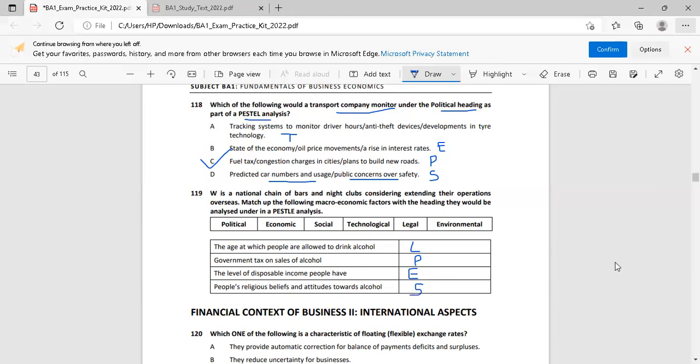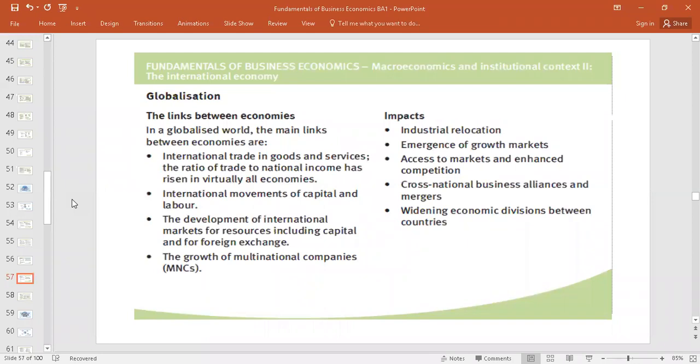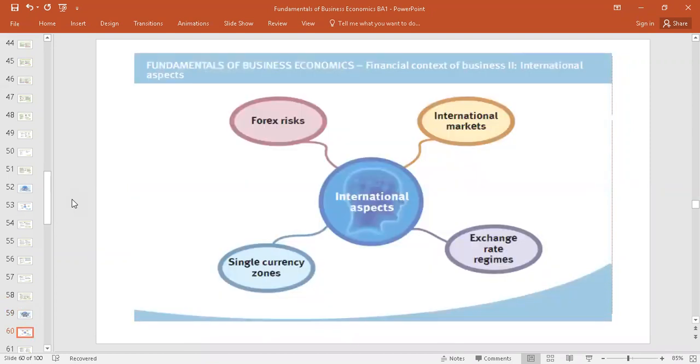Okay. So with this, we have one more chapter on international aspects. If we do that, we would be done for the international part of it. The rest of it is simple financial management and a little amount of statistics that we have to learn. The financial context of business to international aspects. So technically the syllabus is kind of vast. There are so many aspects covered. It's not just the domestic economy, it's also about the international economy, international aspects. I'll do a little content and then we'll wind it up a little early today. We can continue tomorrow.